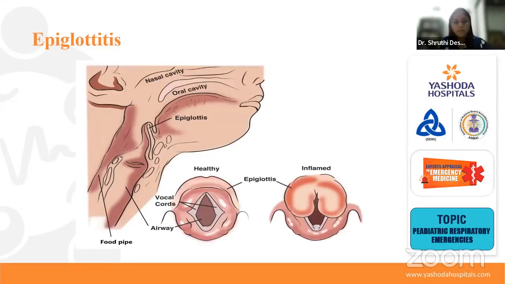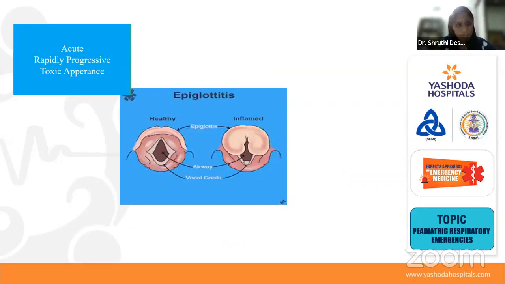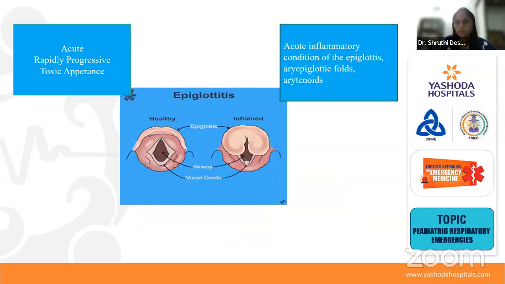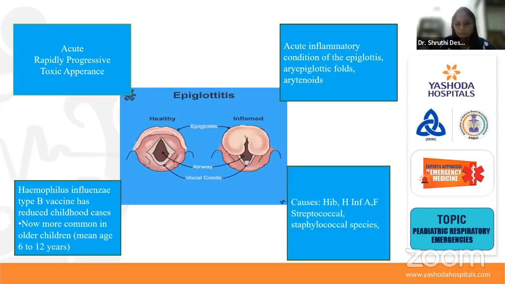Now, coming to epiglottitis, this is also one of the common causes of upper airway obstruction in children. Here there is inflammation of the epiglottis, the aryepiglottic folds, as well as the arytenoids. This causes supraglottic obstruction. So it's an acute, rapidly progressive disease where the child looks toxic. Before the era of immunization with Haemophilus influenzae type B, it was the most common cause of epiglottitis in the younger age group. But after the vaccination era, it is now more common in the older age group, with a mean age of around 6 to 12 years.